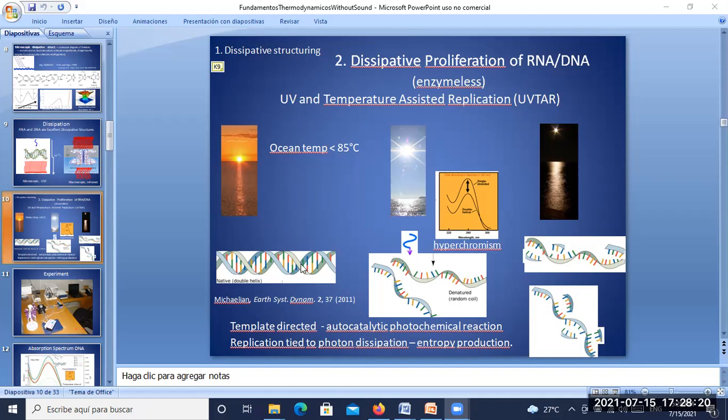Because today we need enzymes to reproduce DNA or RNA. And in fact, we need about 20 or 30 different enzymes for the replication process to proceed. So obviously at the beginning of life, we did not have these enzymes. So how could a DNA be replicated and produced, for example, once we have the formation of these short strand DNAs? And so we came up with this idea, which is called ultraviolet and temperature assisted replication, or UV-TAR.